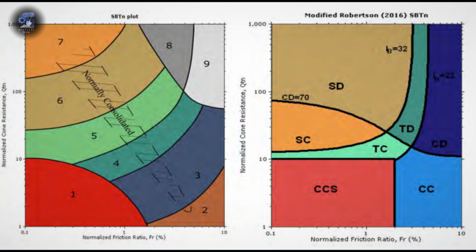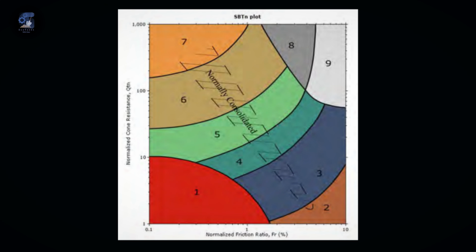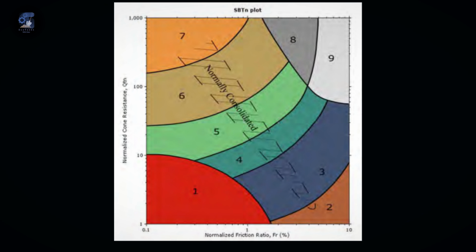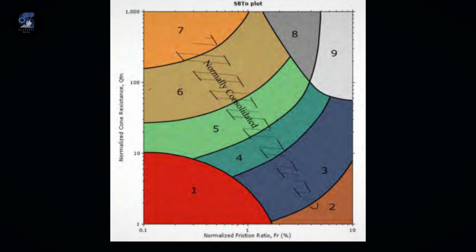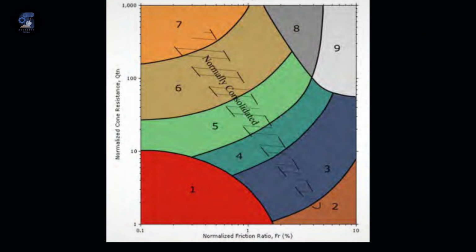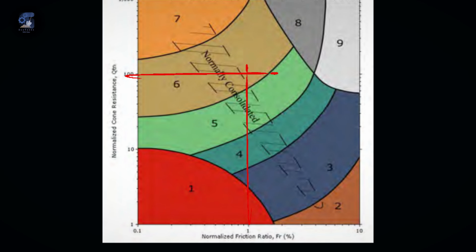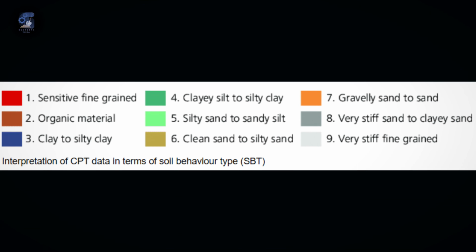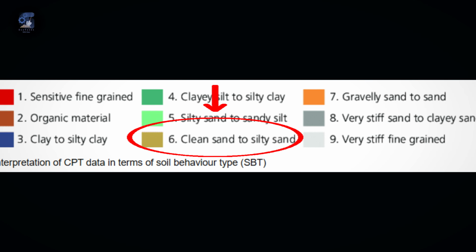The measurements collected from the penetration, that is, the tip and the sleeve resistance, are normalized first to remove the influence of depth, and then the values are used to look up the soil type from the SBT chart. For example, let's say at a certain location, the normalized tip resistance and the friction ratio are 100 and 1 respectively. We can see that the projected lines intersect in zone 6. We can see that the soil can be classified as sands.